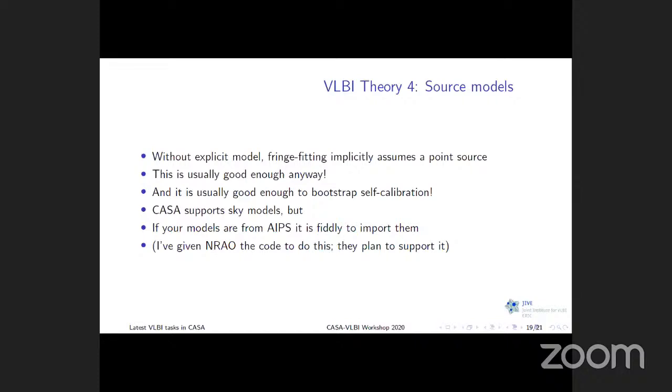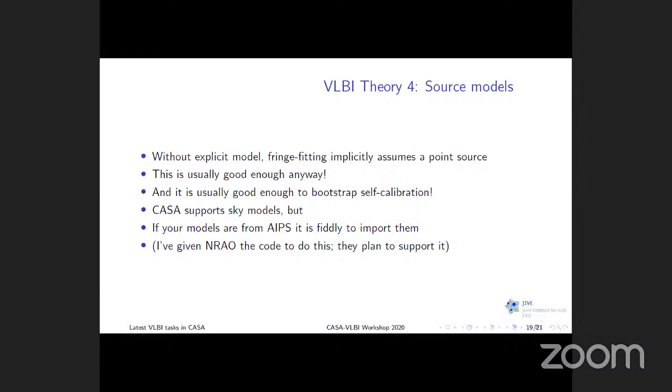All I really want to say is that, first of all, if you fringe fit on your phase calibrator without using a source model of your own, then you're implicitly using a point source as a model and fitting the best point source you can to it, and that's usually fine. That will be good enough for most purposes. I don't know your purposes, maybe it's not good enough for you, but for many purposes it's good enough to assume that your phase calibrator can be fringe fitted as a point source. And if you want to, you can do self-calibration. The main point I want to make here is that CASA does support source models. It has its own way of doing it.